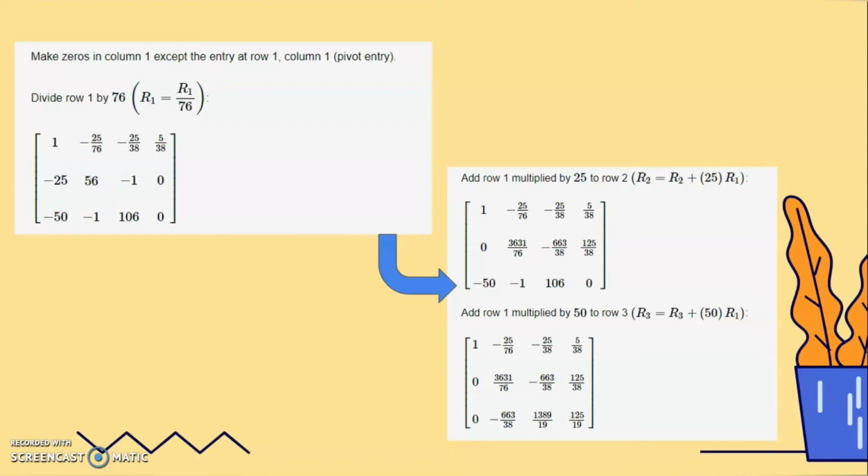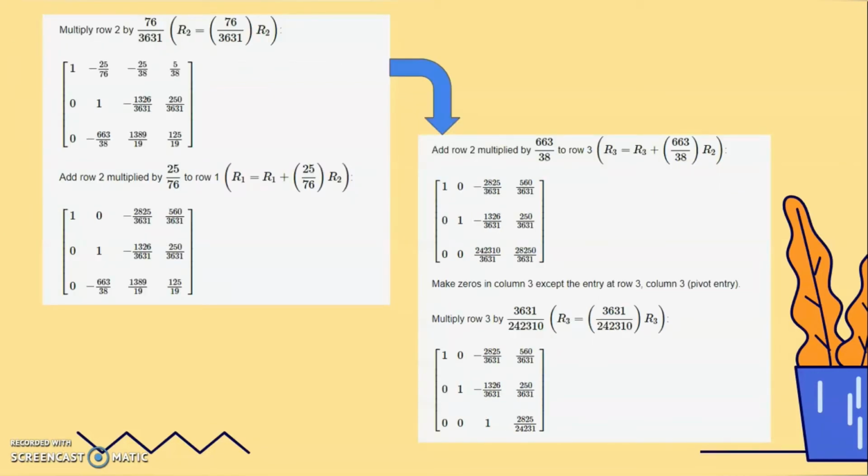Okay, next is the fourth step, where we need to multiply row 2 by 76 over 3631, so that we get the number 1 at row 2, column 2. In this step, we need to know that we make zeros at column 2, except for row 2, column 2, which we make into a number 1, while the other numbers at column 2 we convert to 0.